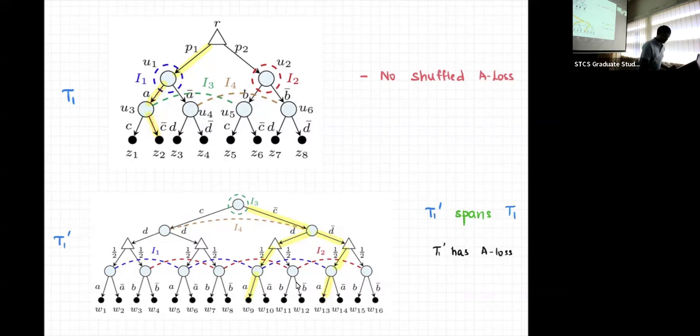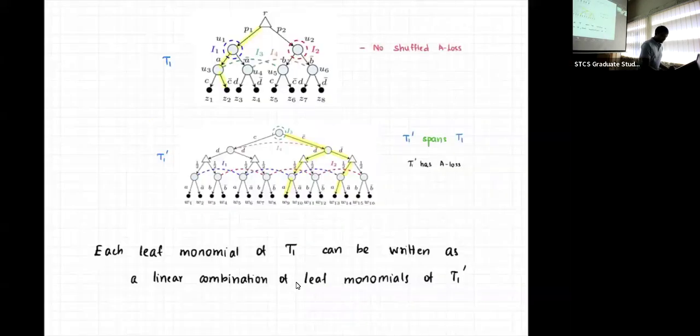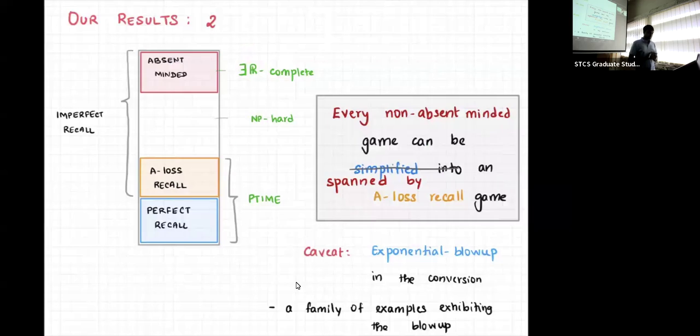So the point is, each leaf monomial can be obtained as a linear combination of some monomials of the second game. Then we say that the second game spans the first game. And it turns out that for every game, you can find a span which has ALOS recall. Once again, I'm not getting into the details. And we can also give a family of examples exhibiting the blowout.